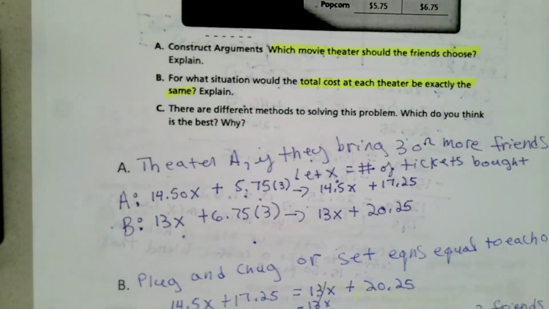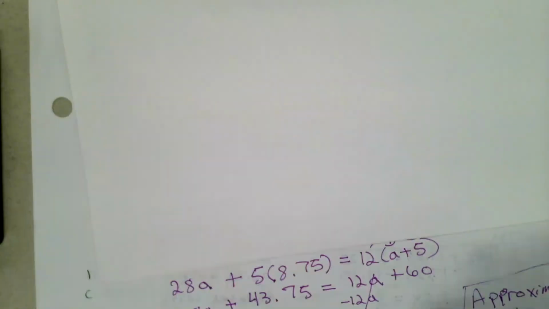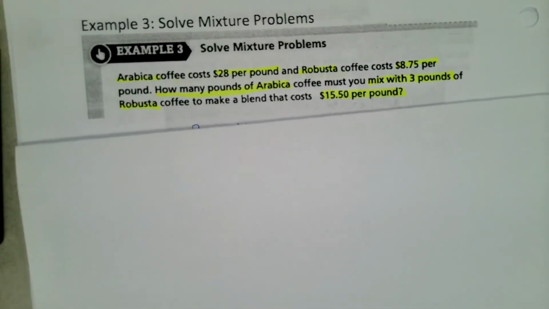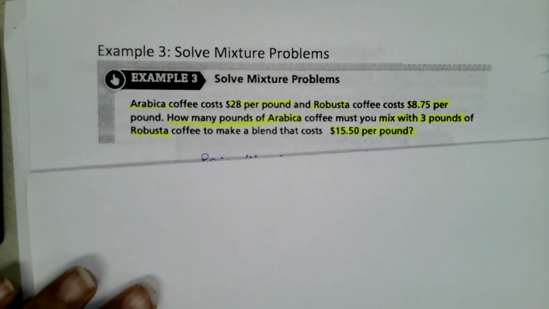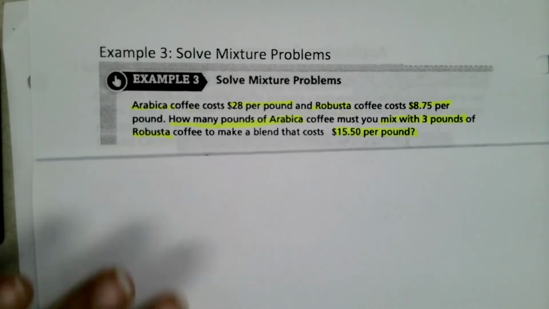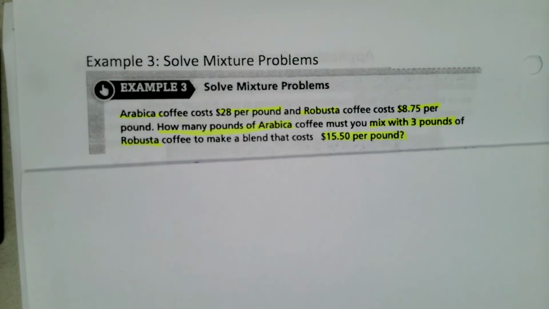Alright, so now let's talk about solving some problems. So this says solving mixture problems. These are not the same mixture problems as we did in our other video. I know we hated those. This is one that has to do with coffee. So we got Arabica coffee, it's $28 per pound, and Robusta coffee, which is $8.75 per pound. How many pounds of Arabica coffee must you mix with 3 pounds of Robusta coffee to make a blend that costs $15 per pound? The best way to make this work is to create a table.